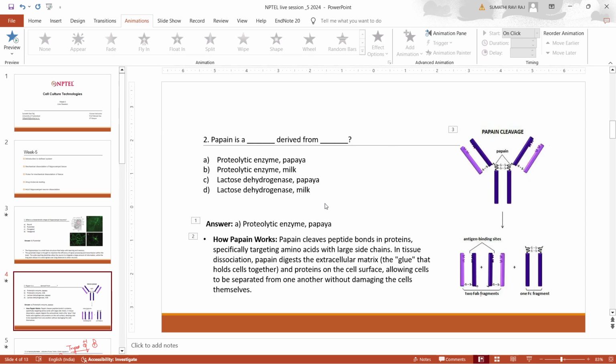Key points. Next is papain is a dash derived from dash. So papain is a proteolytic enzyme, proteolytic, protein lysis. Remember, it is papain, so papaya, you can easily remember. It cleaves the peptide bonds in your proteins. It is used in digestion of your extracellular matrix, so it's helpful in isolation of your cells without damaging your cells.